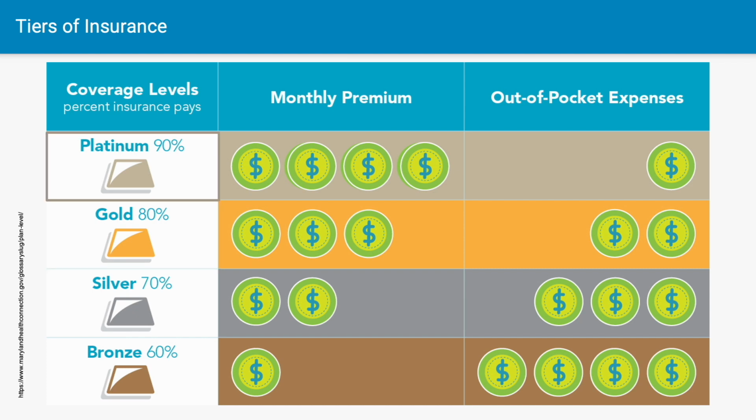Lastly, there is platinum. This has the highest monthly premium and the lowest deductibles. The costs you pay for healthcare are the lowest and it has the most cost-sharing benefits. So insurance would pay 90% and you would pay 10%. It's a good choice if you usually have a lot of care and are willing to pay a higher monthly premium, knowing nearly all other costs will be covered.